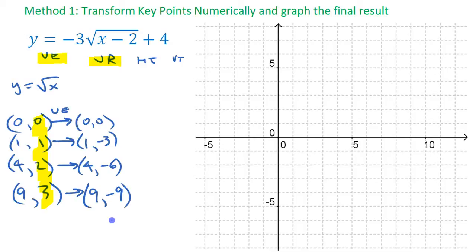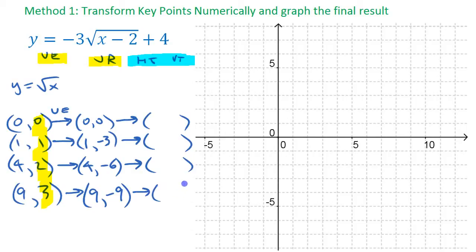All right, because you've reflected it and you've expanded it vertically, stretched it vertically by a factor of 3. Now we have to apply the two translations we have here. Each of them affects a different coordinate, so I'm going to do them together. I'll write some new points there. This first set of transformed points was after our vertical reflection, our vertical expansion. Now we're going to do it after our horizontal translation, our vertical translation.